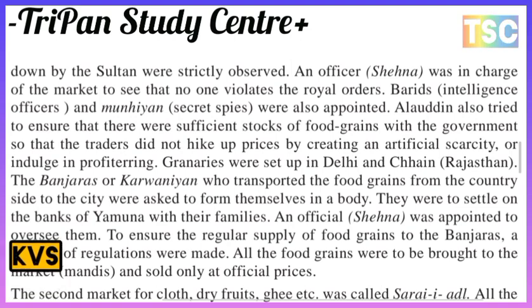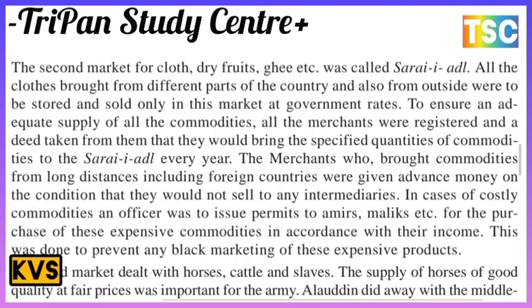To ensure the regular supply of food grain by the Banjaras, a number of regulations were made. All the food grain was to be brought to the market, the mandis, and sold only at the official price. The second market, for cloth, dry fruit, ghee, etc., was called Sarai Adl. All cloth, brought from different parts of the country and also from outside, was to be stored and sold only in this market at a government rate.